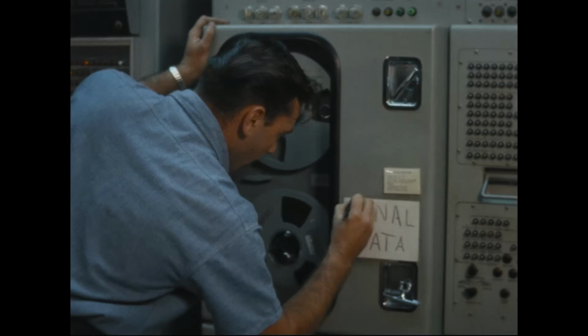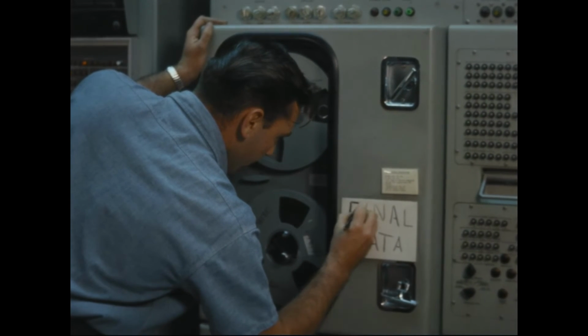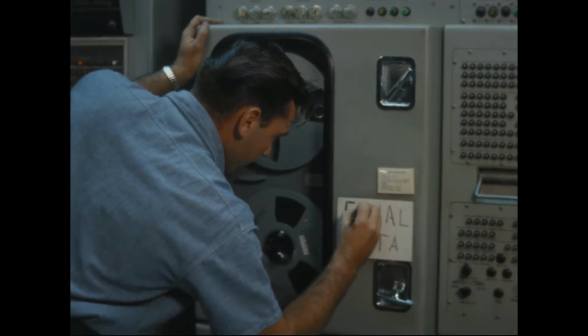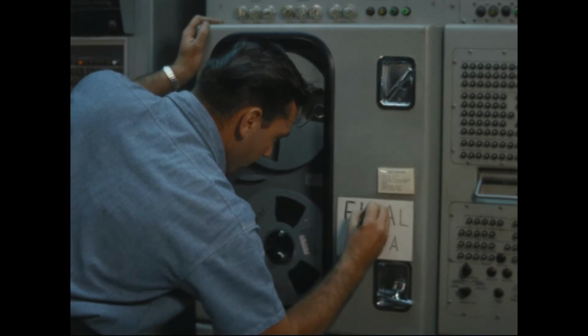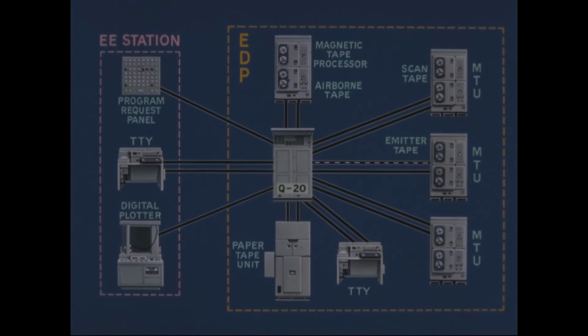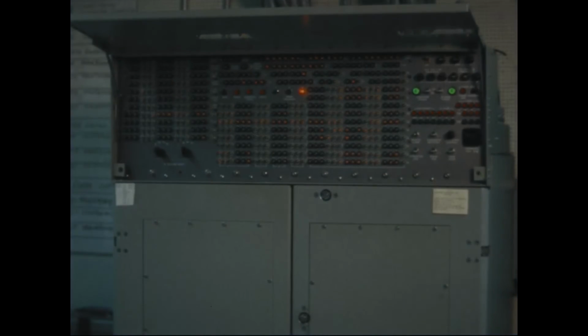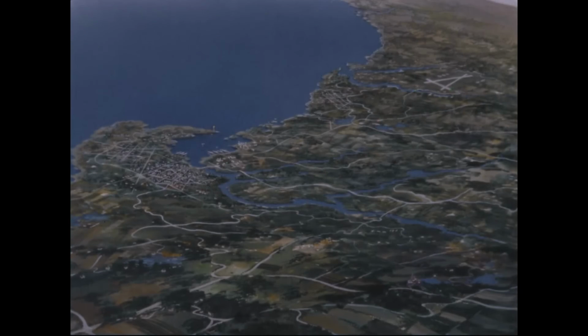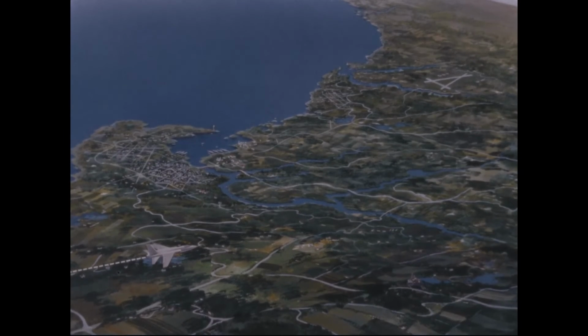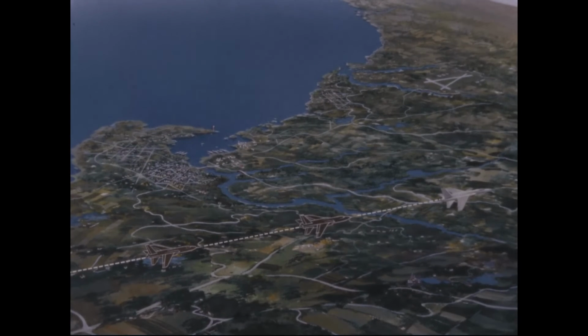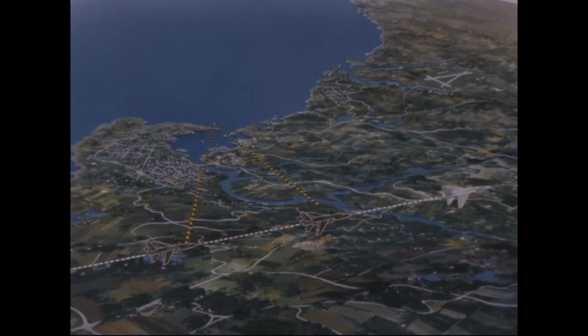That is, the processing of the final data tape, which has now been mounted on another MTU. Step 3 involves reading information recorded on the emitter word tape back into the Q20, which utilizes it to determine the location of the intercepted emitters. Having a series of positions and headings of the aircraft and the direction of arrival of each intercept, it is a simple mathematical task for the computer to determine the location of the emitter.